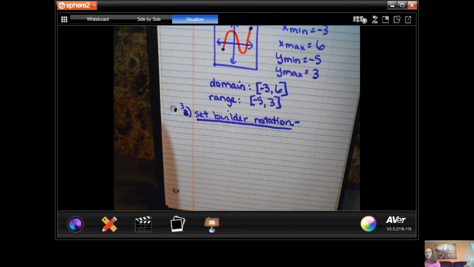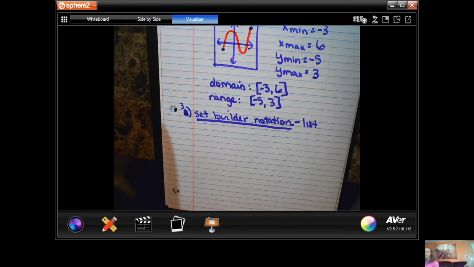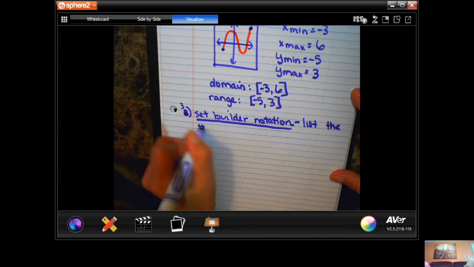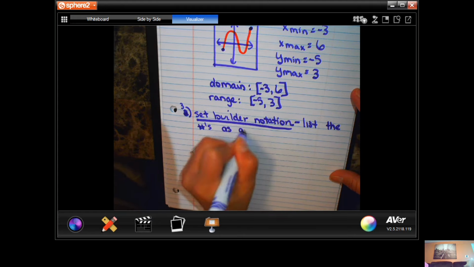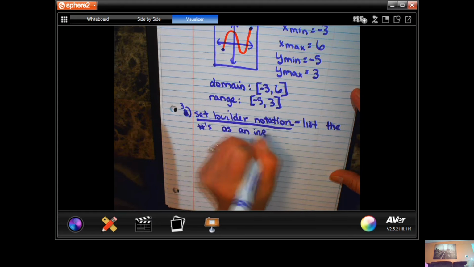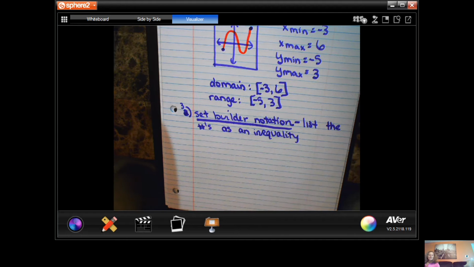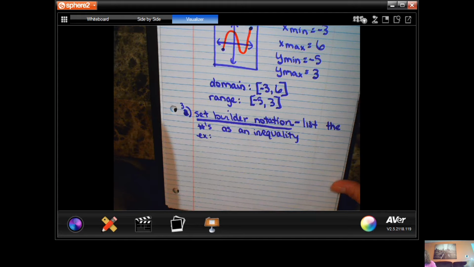All right, so set builder notation, that's where you list the answer as an inequality. So list the numbers as an inequality. So we're going to be using our less than or greater than values. So they could look like this. I'm just going to put a little example here so you can see what I'm referring to. Can you put EX for me?